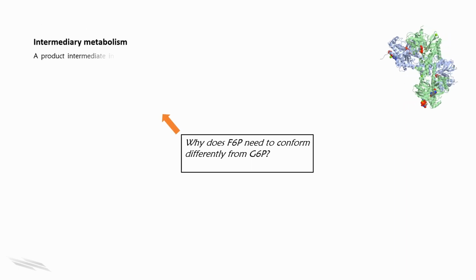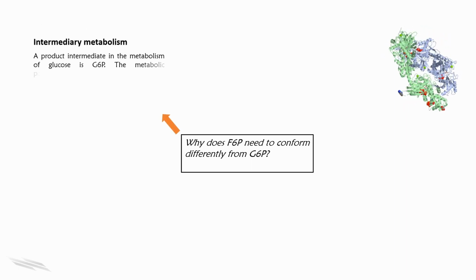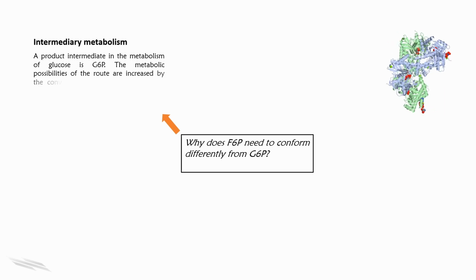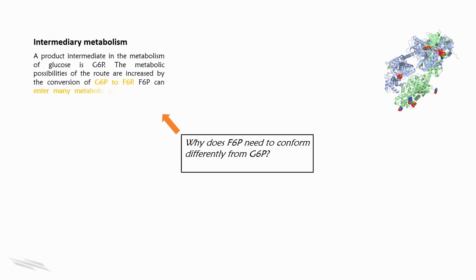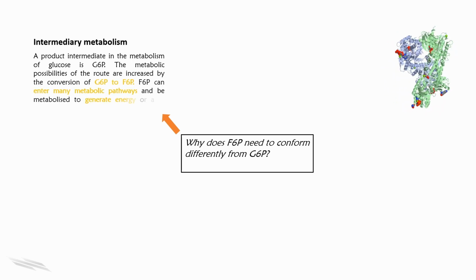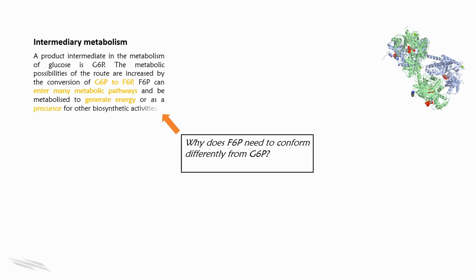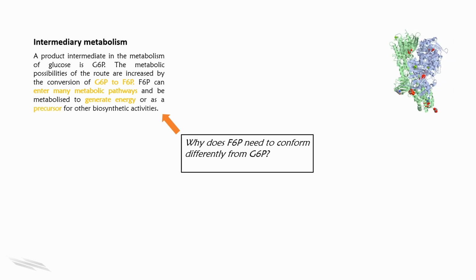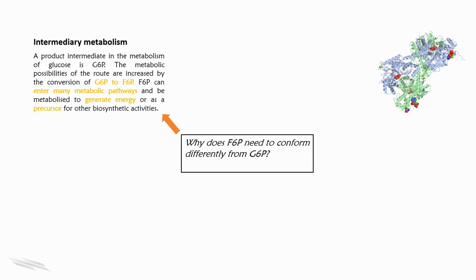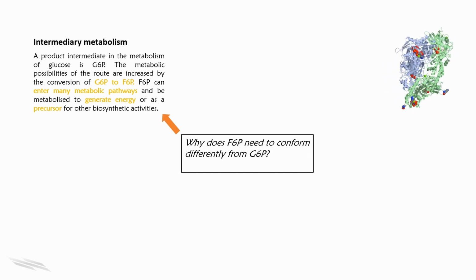Intermediary metabolism. A product intermediate in the metabolism of glucose is G6P. The metabolic possibilities of the route are increased by the conversion of G6P to F6P. F6P can enter many metabolic pathways and be metabolized to generate energy or as a precursor for other biosynthetic activities.